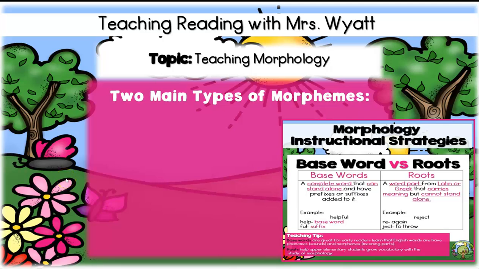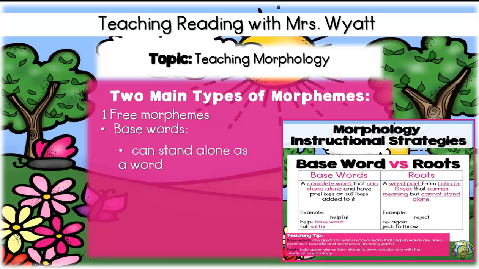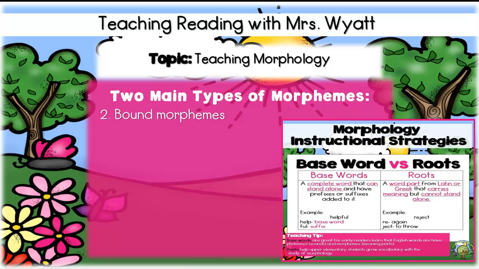So there are two types of morphemes. You have free morphemes, which are base words, and they can stand alone as a word. So for example, the word help or the word cat, those are base words. You could use those in your everyday conversations and in your writing. So some more examples would be like run, happy, book. And then you have bound morphemes. These are your affixes and your roots.